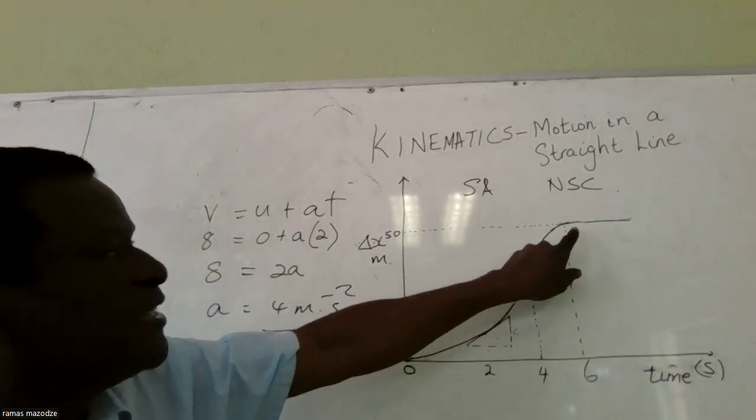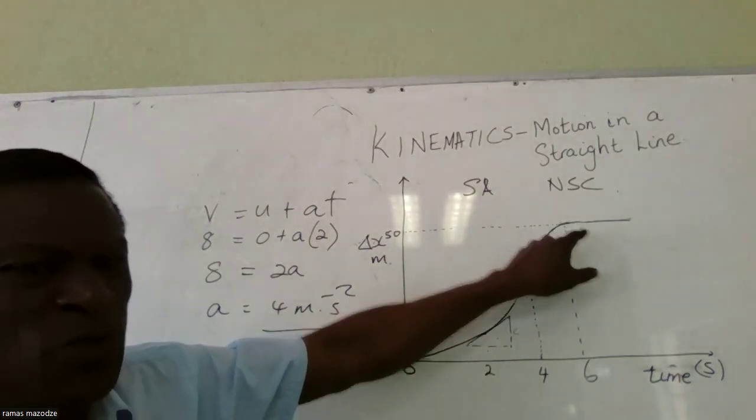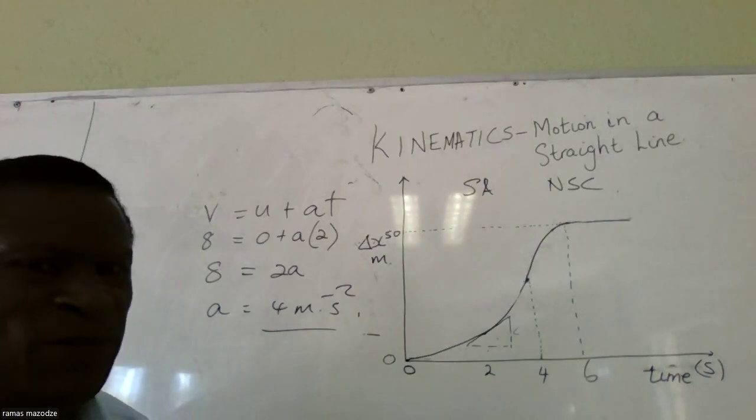And then the next question, they say state the velocity at 6 seconds. State means you don't need to calculate. If you see the word state, you don't need to calculate.